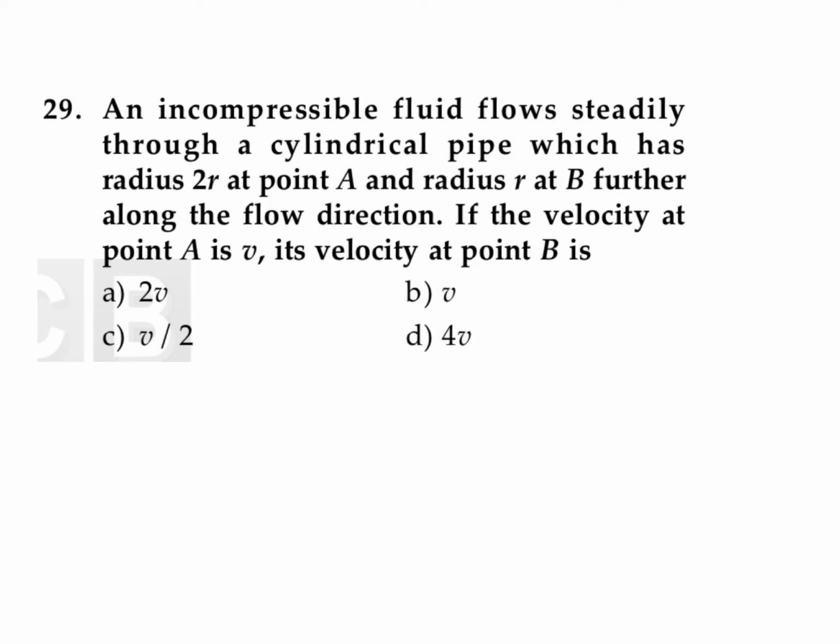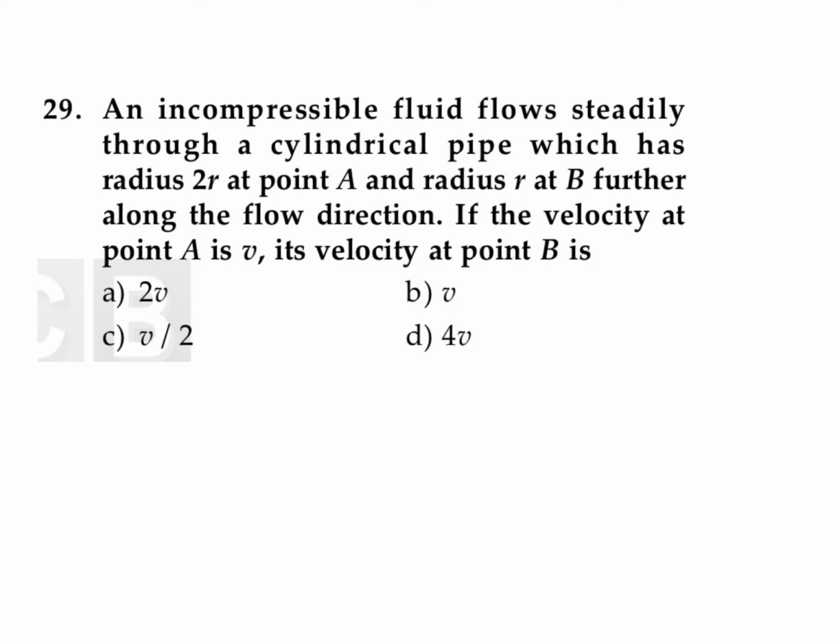And this question is given that an incompressible fluid flows steadily through a cylindrical pipe which has a radius 2r at point A and radius r at B. Further along the flow direction, its velocity at point A is v, its velocity at point B is?